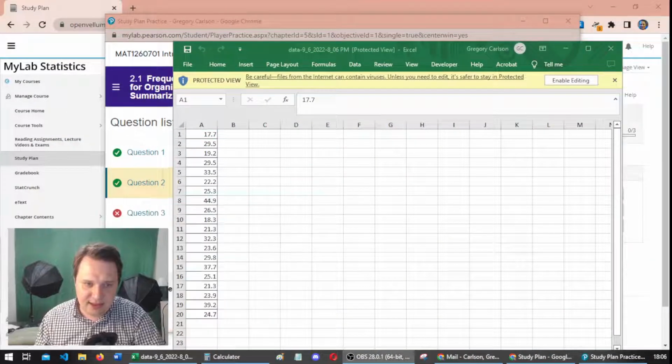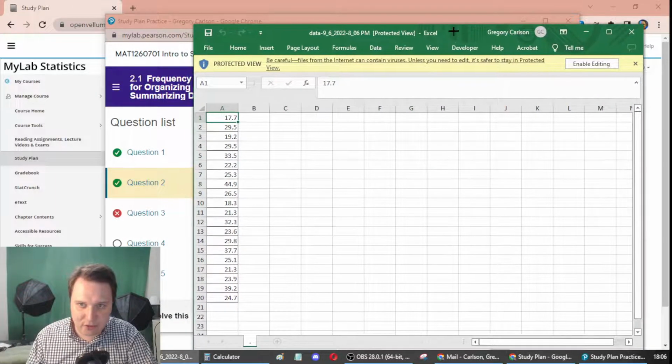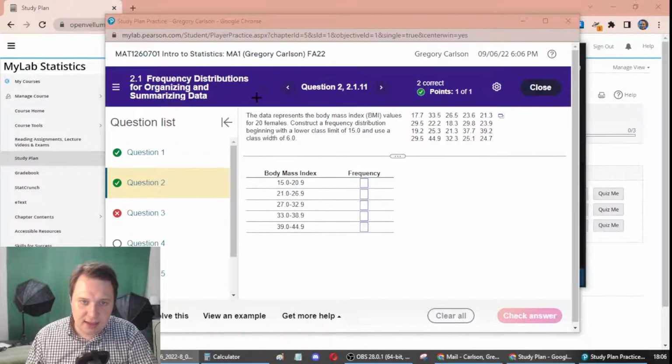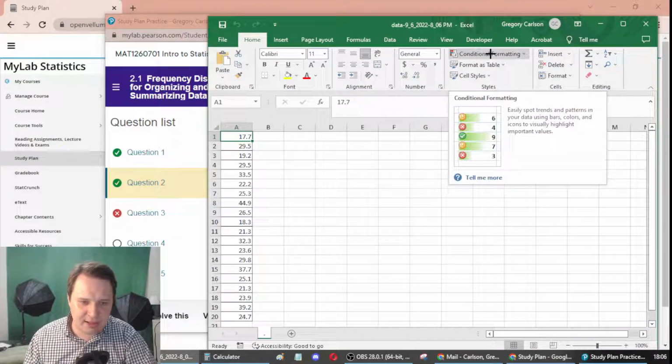And here we have our data. I'm going to click Enable Editing, and here's why this is very useful. Don't forget to click that Enable Editing button.